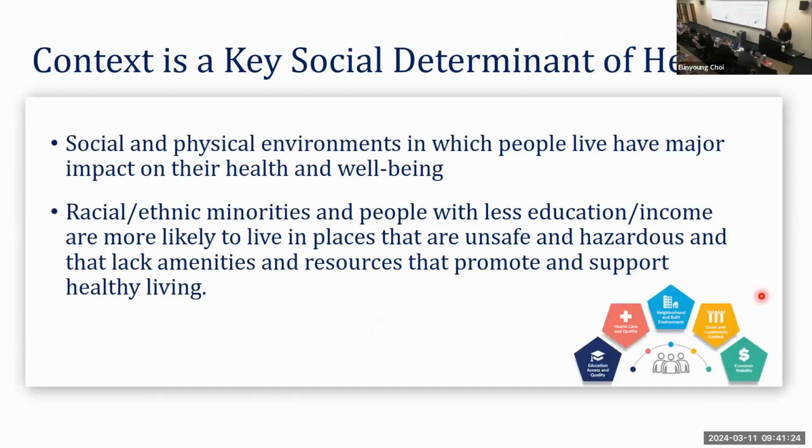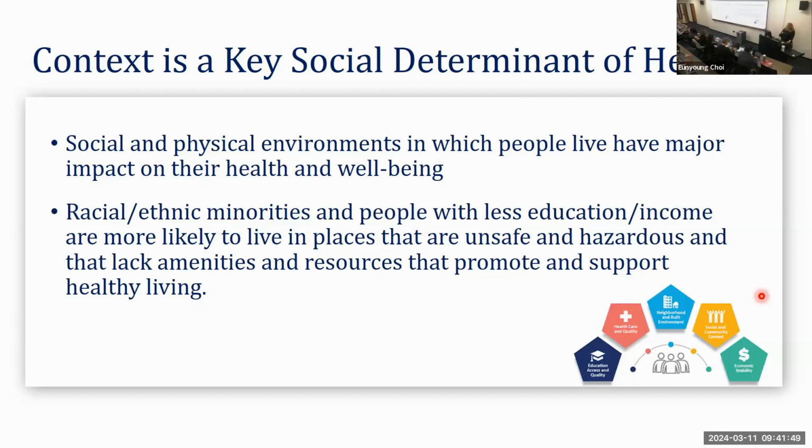I also want to point out that this is not new. There's long been a focus on context as a social determinant of health. And it's been recognized that the social and physical environments where people live have major impacts on their health and well-being throughout their life course. This is especially important for understanding some of the disparate health outcomes that we have not been very successful at reducing with a lot of research and a lot of effort.